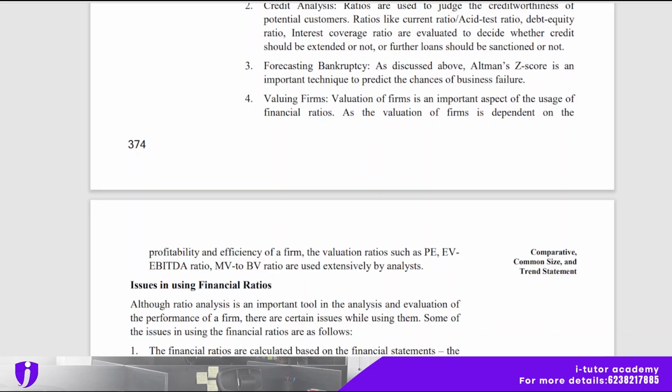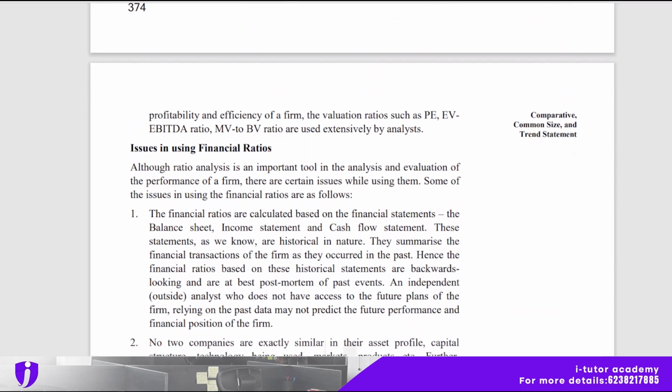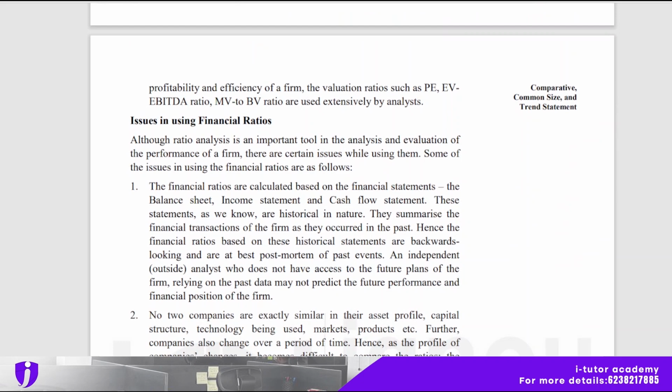And valuing firms. Valuation of firms is an important aspect of the usage of financial ratios, as the valuation of a firm is dependent on the profitability and efficiency of a firm. The valuation ratios such as PE, EV to EBITDA ratio, and market value to book value ratio are used extensively by analysts. Next, issues in using financial ratios.